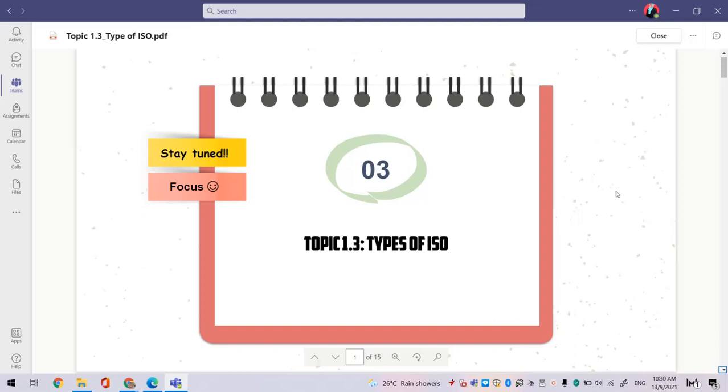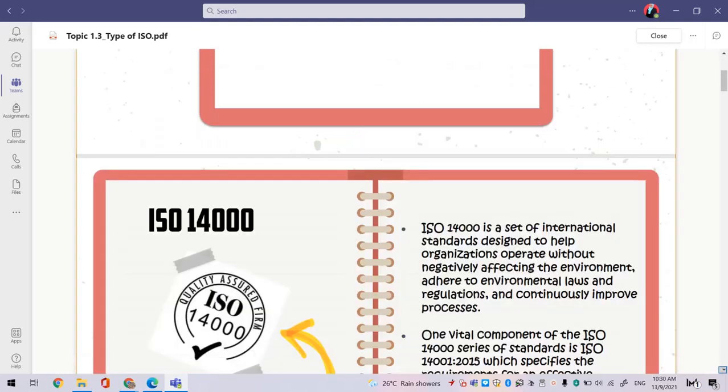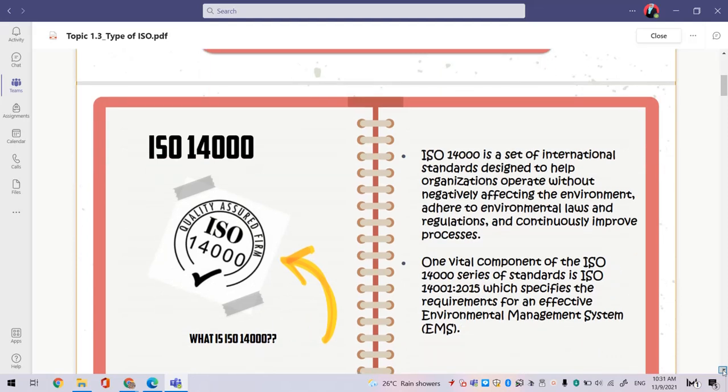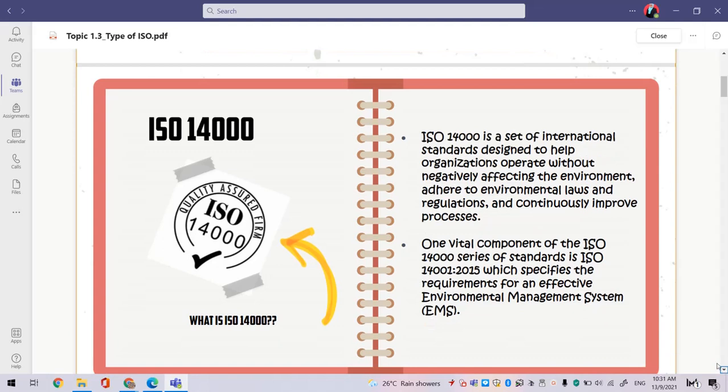Let's continue our lecture with topic 1.3, which is types of ISO. In this part, I will explain about ISO 14000, 14001 and 19011. So what is ISO 14000? ISO 14000 is a set of international standards designed to help organizations operate without negatively affecting the environment.